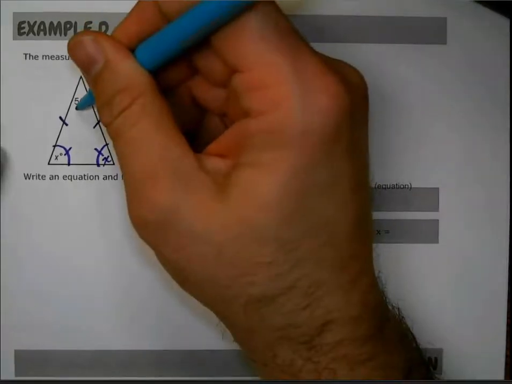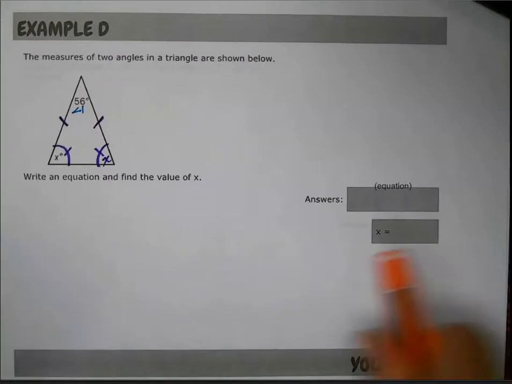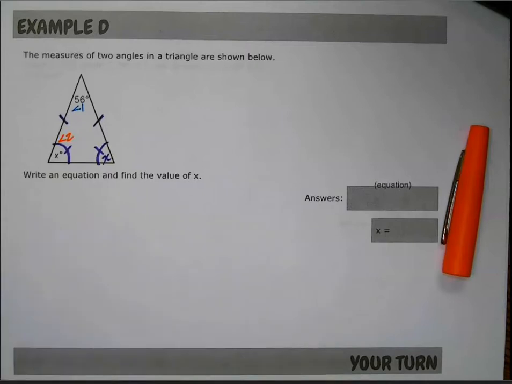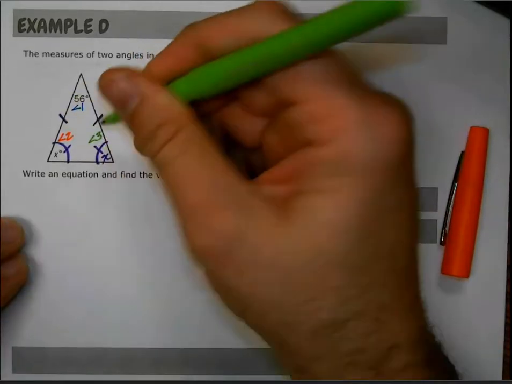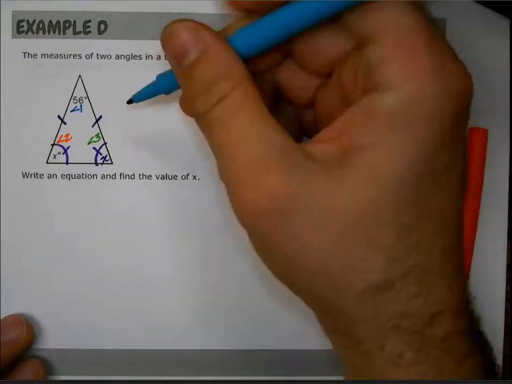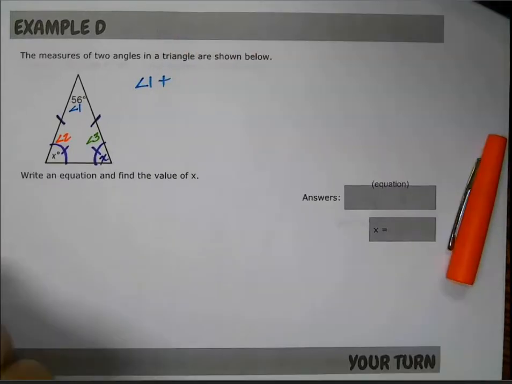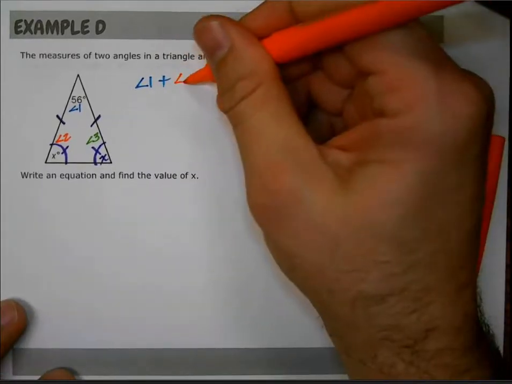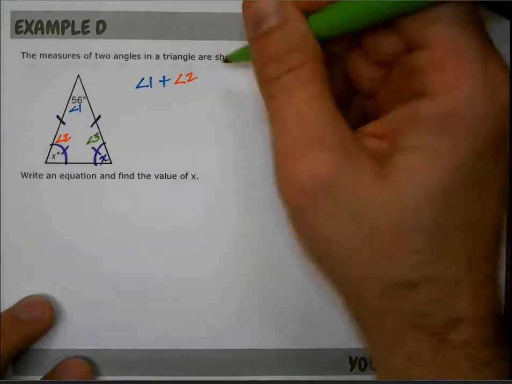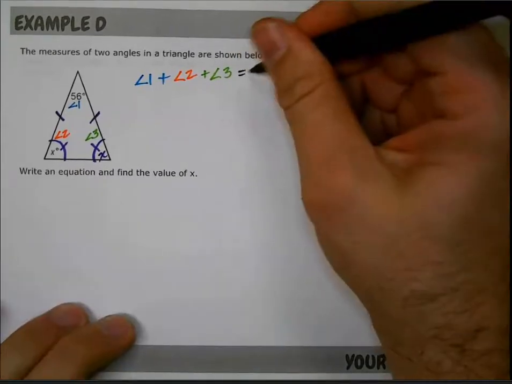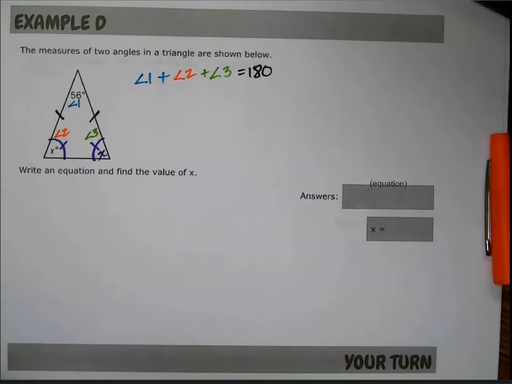Okay, so the next thing that you need to remember, doesn't matter which one you call angle 1 or angle 2 or angle 3, but this is the way I always do it. All triangles, whenever you add up the three angles, they will always equal 180 degrees. Doesn't matter how big the triangle is, how small it is, how weird it looks, every triangle, whenever you add them up, it's going to equal 180 degrees.